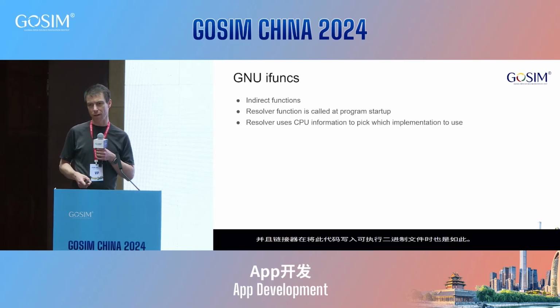Another interesting thing that linkers handle, at least on Linux, is GNU ifuncs. These are indirect functions. You have multiple versions of a function, and at runtime, there's a resolver function that gets called. The resolver function's job is to decide which version of the function we want to use. The runtime passes to the resolver function information about the current CPU that we're running on, and the resolver function needs to return a pointer to the function that's going to be used.